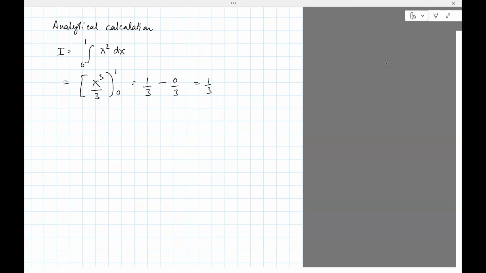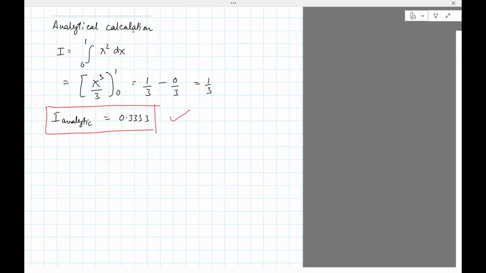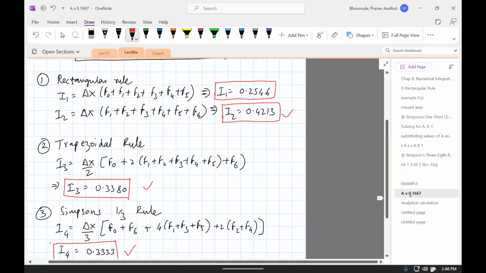So let's call that, I think, I6. Or if you call that I analytic, it is 0.3333. So this is the true answer, and if you go back, we can see that it actually is the same answer we get using Simpson's 1/3 and Simpson's 3/8 rule. These rules are not so accurate. This gives you only the first 2 decimal places, while this one is just way off, right? Clearly, yeah.